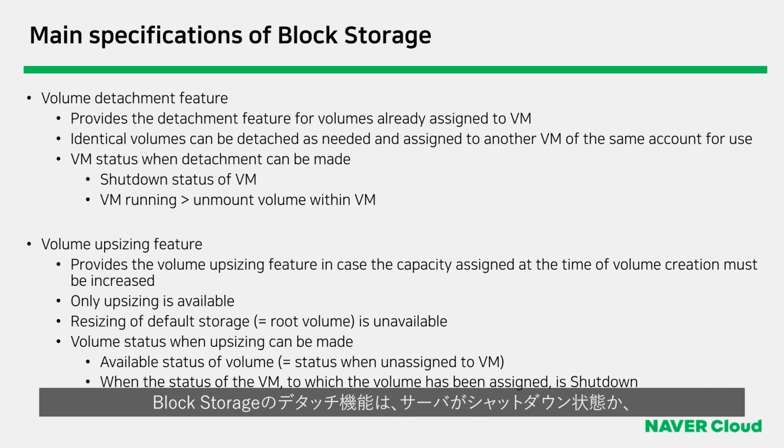The detach feature of block storage is only available when the server is shut down, or when the volume is unmounted if the server is running. The volume upsize feature can be set to a larger capacity than the initially allocated volume, and capacity expansion for storage in the OS area is not provided. The size of the storage mounted on a running server can't be changed. It can be changed after stopping the server the storage is mounted on, or unmounting the storage.